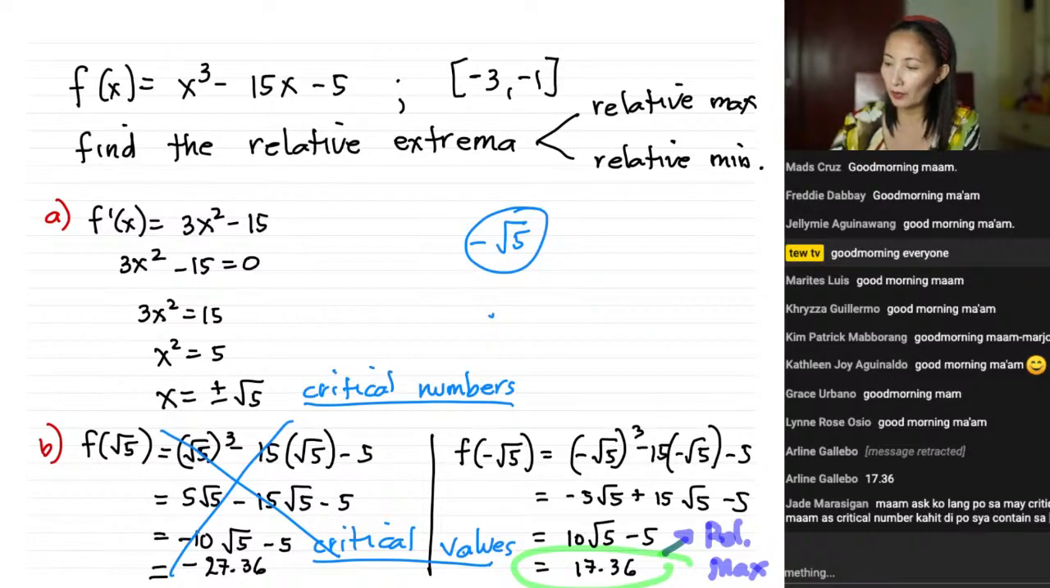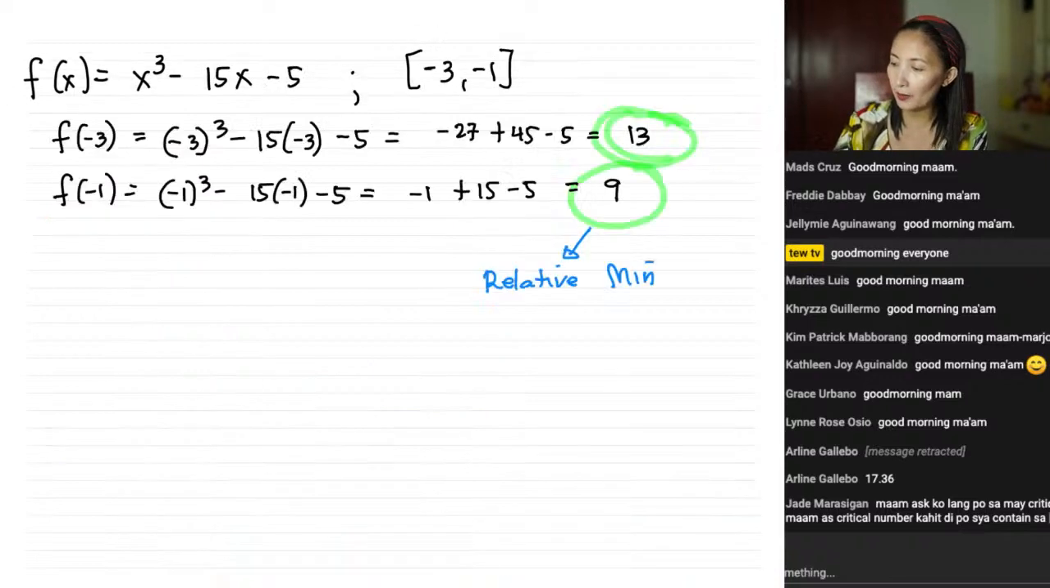So this is why we cannot include this. Cross it out. We cross this out because it's not contained in the closed interval provided. The closed interval, which we overlooked, is negative 3, negative 1. If I change it into, let's say, negative 3, 3, then square root of 5 will be included. Shall we proceed to the next? Okay, let's proceed to the next example then.